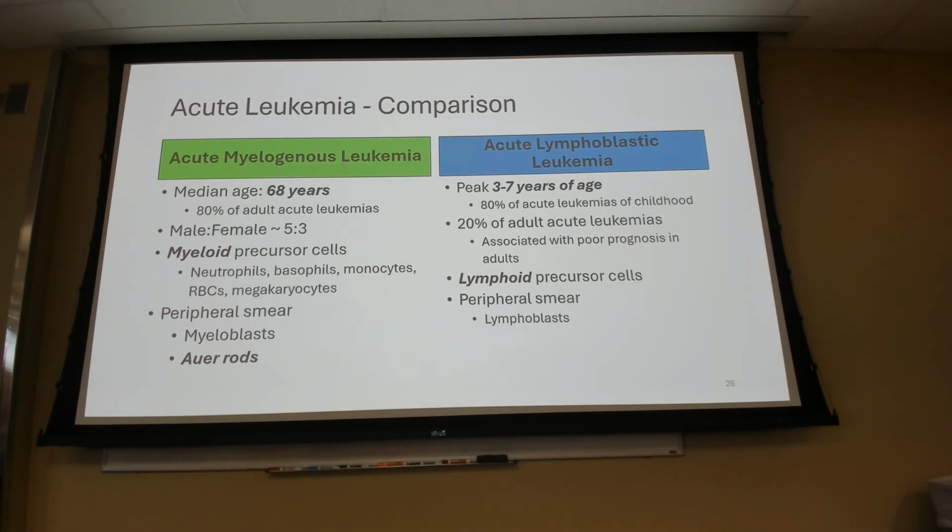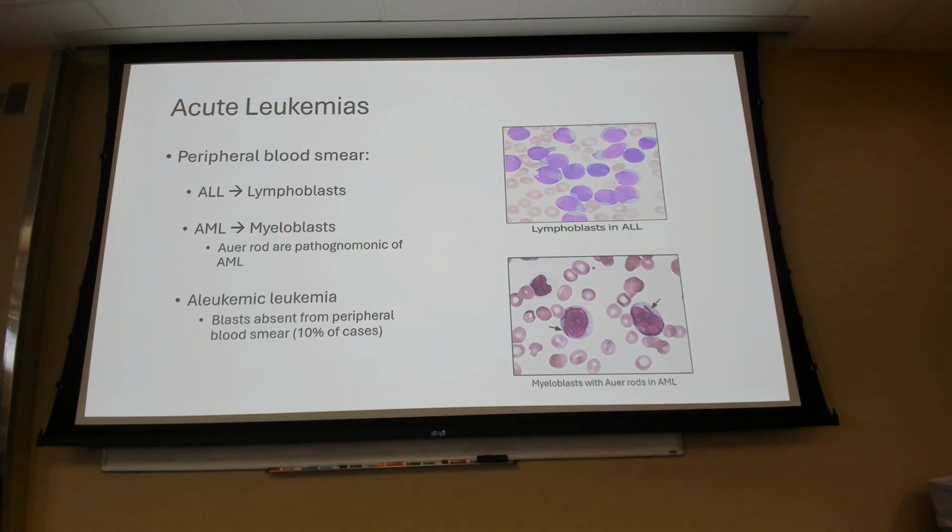All right, AML versus ALL, kind of what we talked about, right? So age distribution, one is elderly, one is young, one is blast, well, they're all blasts, and we're myeloblast versus lymphoblasts. And then with AML, you have that pathognomonic finding of Auer rods. Any questions? ALL, lymphoblasts, myeloblasts. How do you tell them apart? How do you tell a lymphoblast from a myeloblast?